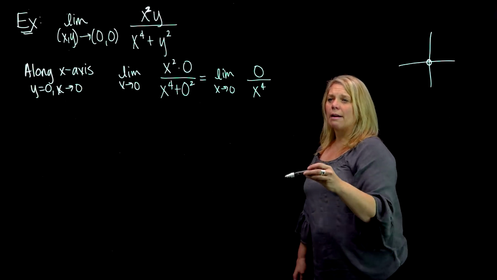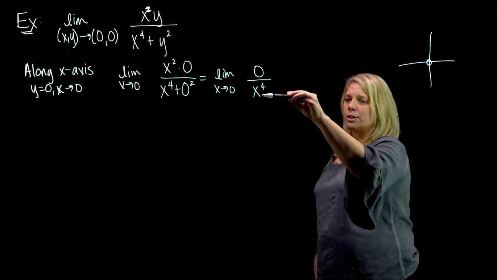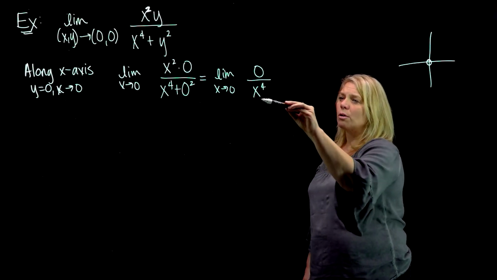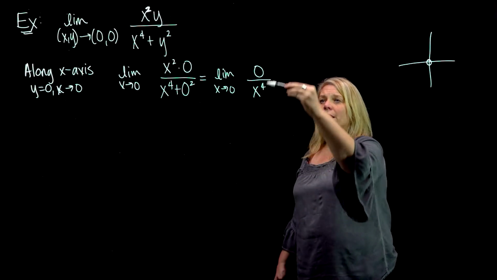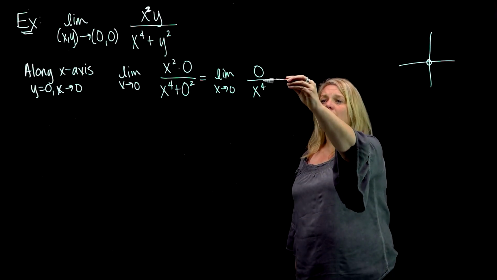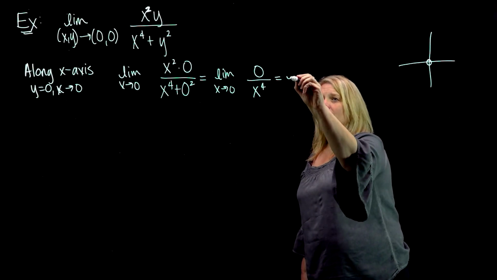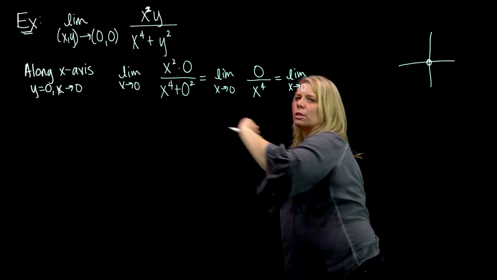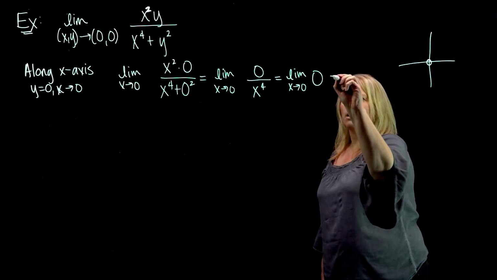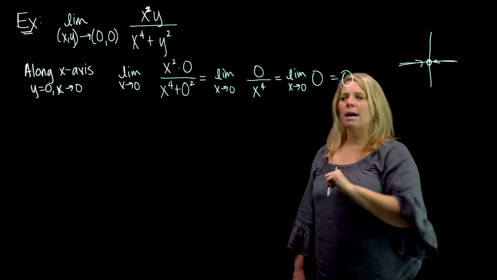Here I have something where the numerator is actually equal to 0 and the denominator is really close to 0, just approaching 0 but not equal to 0. A fraction where the numerator is equal to 0 and the denominator is not equal to 0 will just be 0. So the function, after that substitution, simplifies to 0, so that limit is 0. All right, so there was one path of approach.